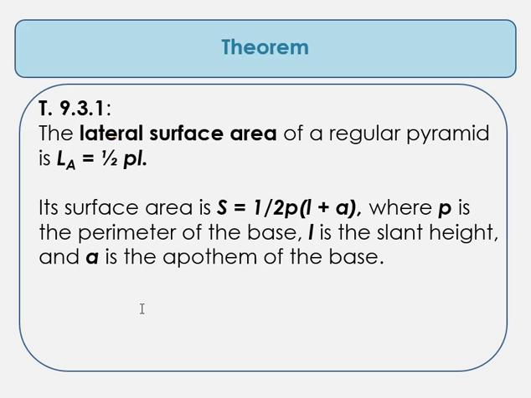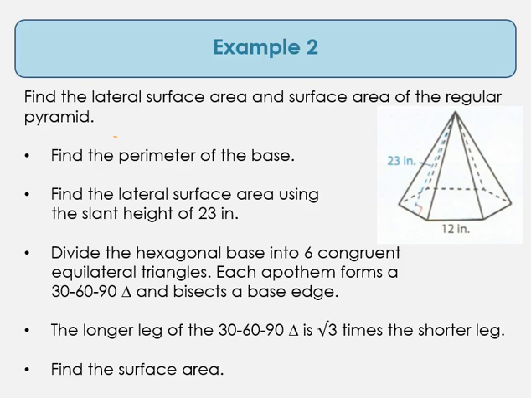Theorem 9.3.1. The lateral surface area of a regular pyramid is 1/2 PL, which we've just derived, and the surface area is 1/2 P times the slant height plus apothem, which is also what we previously derived. Example 2. We have a hexagonal pyramid. It says find the lateral surface area and the surface area. So find the perimeter of the base first. Find the lateral surface area using the slant height of 23 inches.